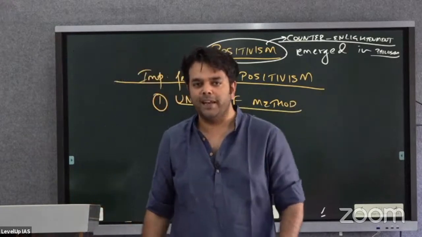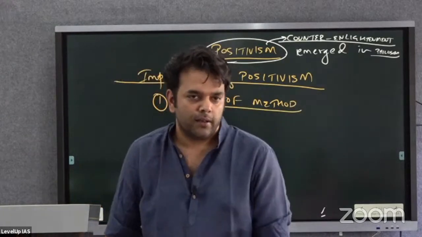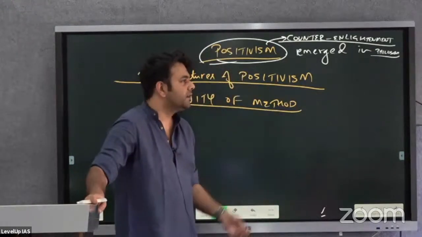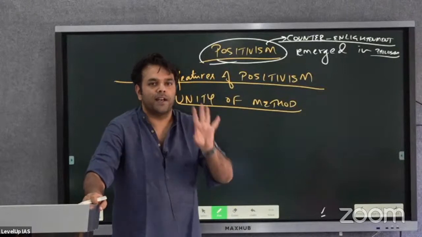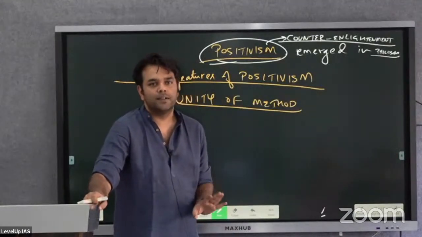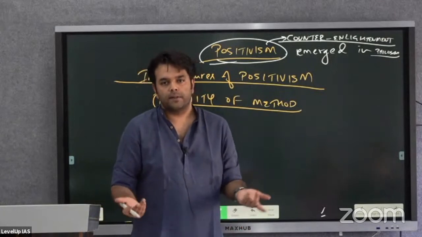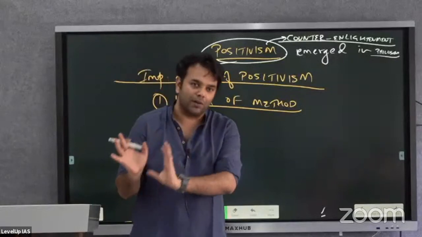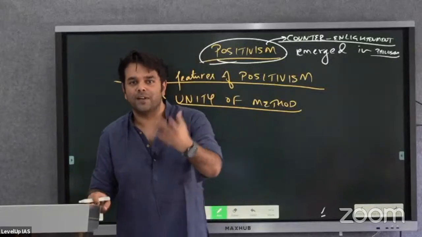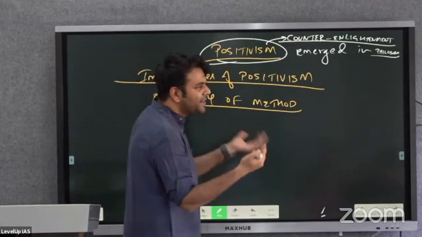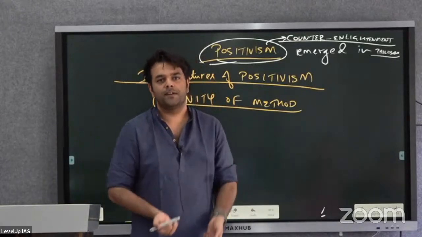Unity of method means be it natural science or social science, both use scientific method in their findings. A positivist would always say, yes, we work on scientific principles, we use scientific method, we have laws, we know what are the laws governing the world, we speak just like scientists, therefore our method and their method are similar. Unity of method.